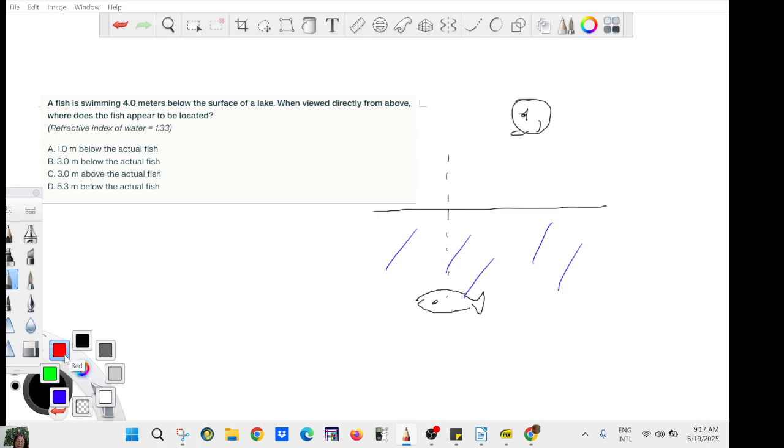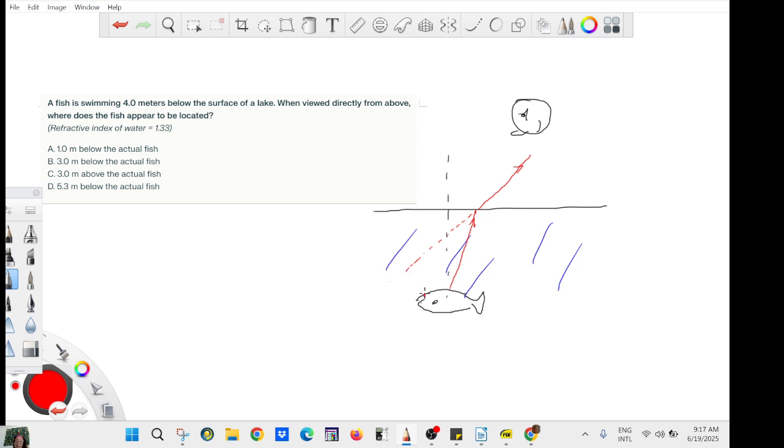You see a ray coming from the fish here. Let's say it's going in this direction. Now it goes from dense to less dense, so it's going to be refracted this way. So it seems that the back of the fish is somewhere over there.